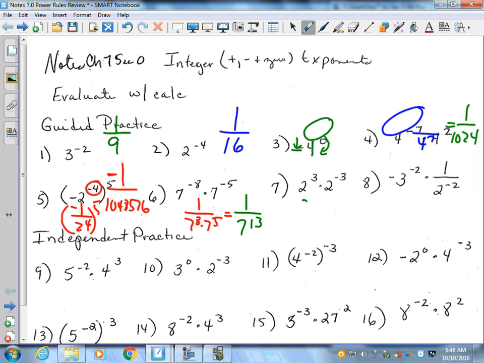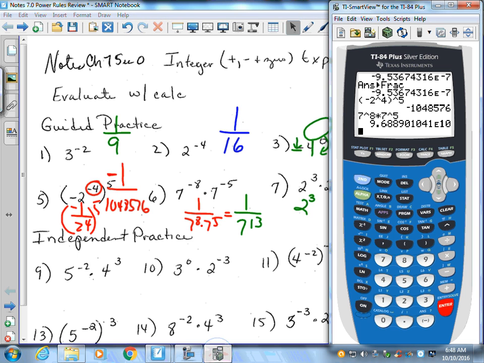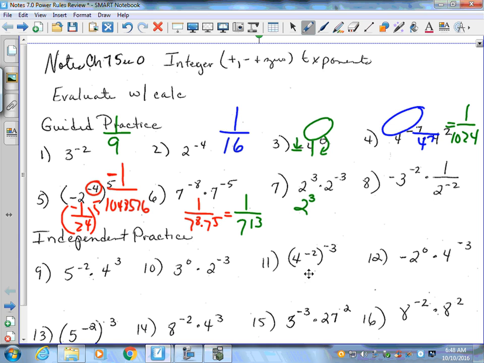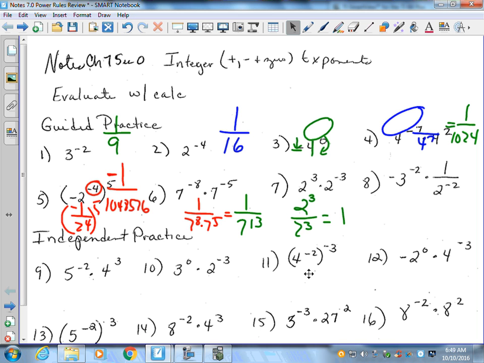And what happens if you have 2 to the 3rd? Well, before I do that, let me type that in the calculator. 2 to the 3rd times 2 to the negative 3rd. Oh, wait a minute, that came out 1. Well, because if you move that one down, anything divided by itself is 1. That makes sense. All right, let's try this last one.